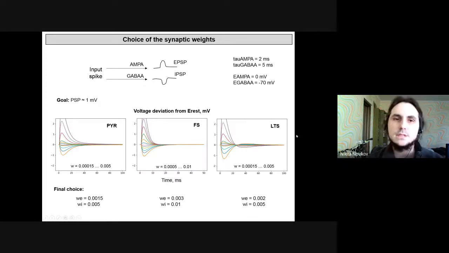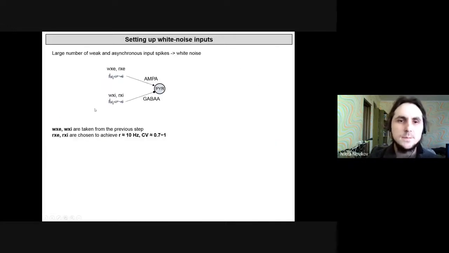Okay, so the first step is to find the appropriate synaptic weights. I delivered a single spike into each type of cell via AMPA and GABA-A receptors, looked at postsynaptic potentials, and selected synaptic weights in such a range that the postsynaptic potential is about 1 millivolt, maybe 2, like this.